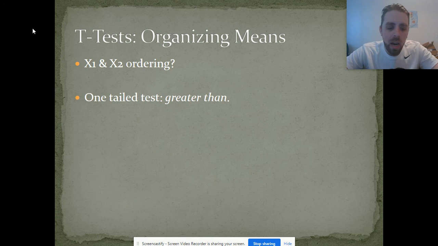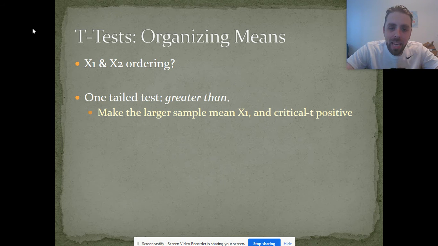If you are being asked to conduct a one-tailed t-test with an expectation that one sample mean's value will be greater than the other sample mean's value, you should make the larger sample mean x1, make the smaller sample mean x2, and you need to be looking for a critical t that is positive, okay?